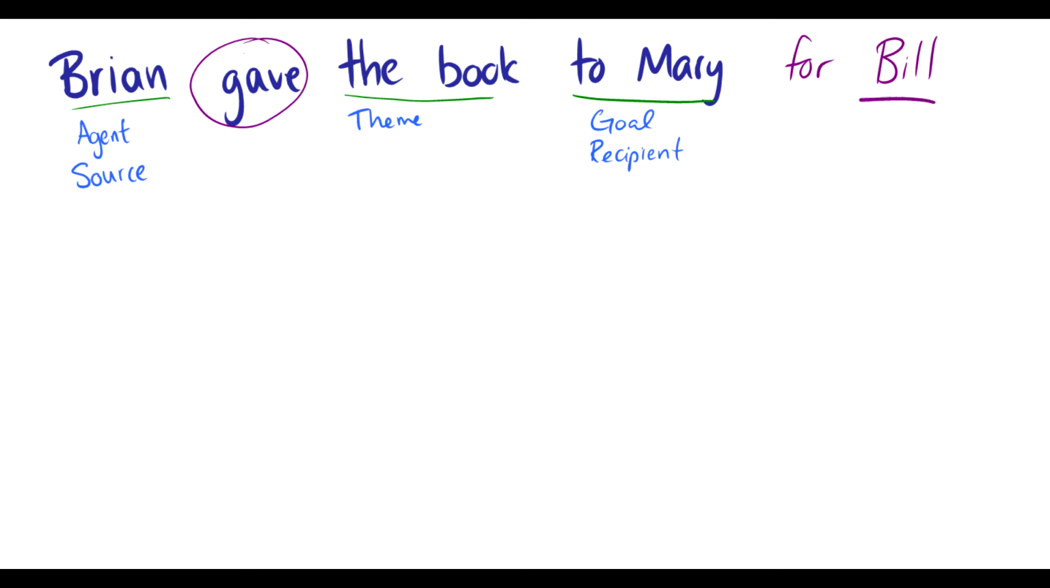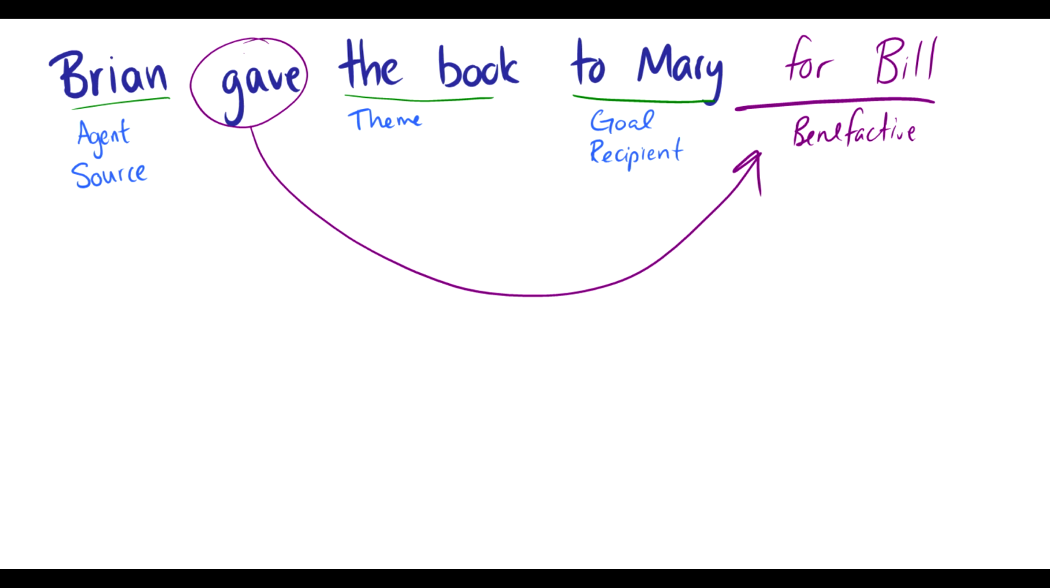Now, in this case, "for Bill" is going to be the benefactive. Now, he's not the one receiving the book. He's not the one that is the goal for the book. But he is the one that the giving is being done for. So Brian gave the book to Mary for Bill because Bill couldn't do it himself. So Brian is doing it for Bill. Now, again, this can be kind of tricky to understand, so if you have any questions, please leave them in the comments below. And congratulations, you've made it through a nice introductory video to thematic roles.